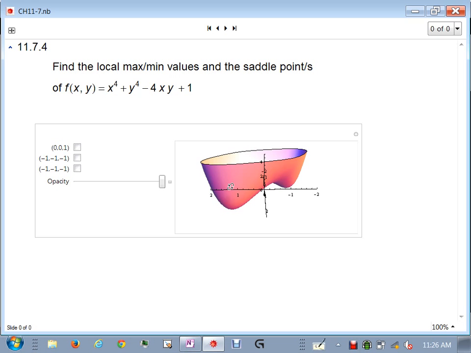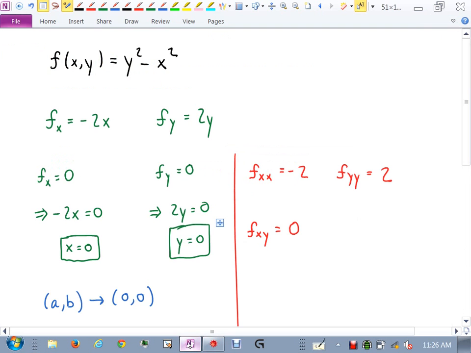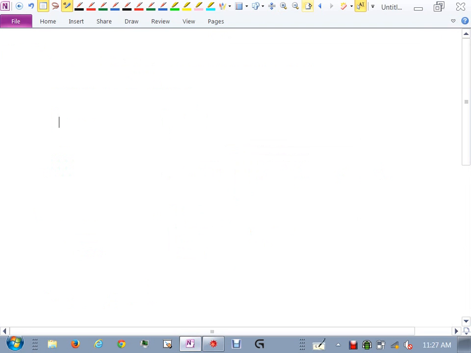All right, so here we go. Our function f of x, y equals x to the fourth plus y to the fourth minus 4xy plus 1.